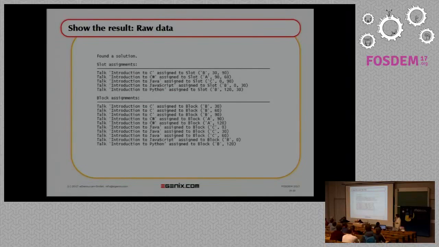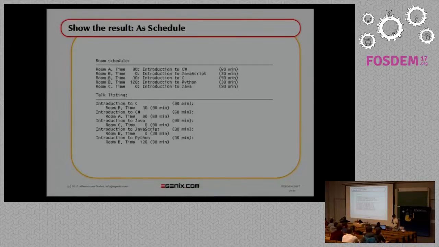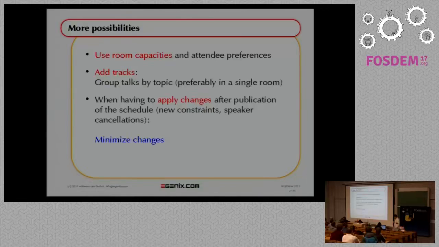And then this is the output if you put everything together and let it run. This is more like the raw data. It doesn't look that nice, so you can then convert it into a schedule. And this is what you can then actually put on the website and use in your conference scheduling. So basically, problem solved for this small little problem.